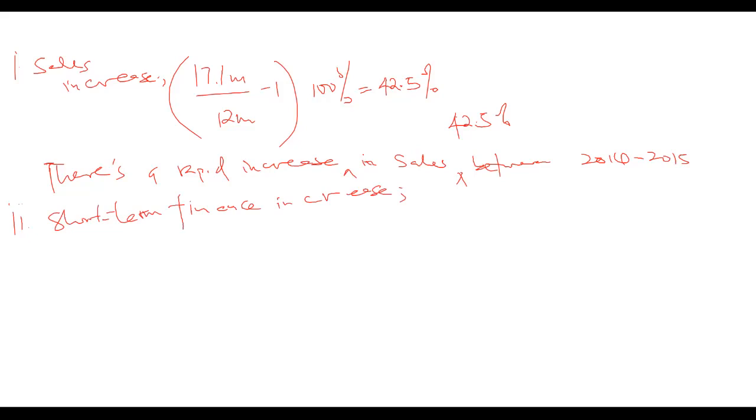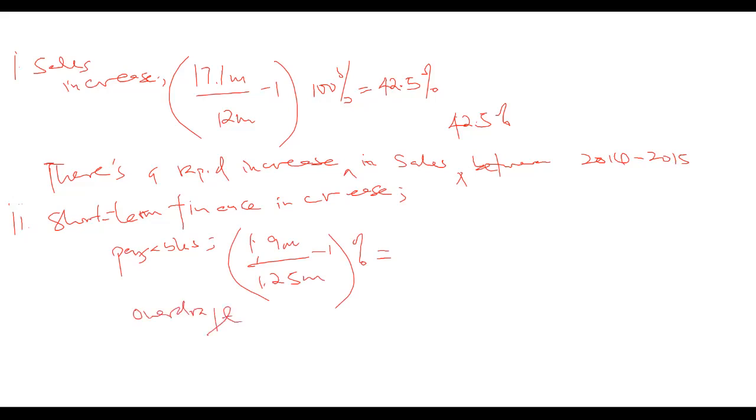Now, between 2014 and 2015, let me begin with payables. Payables increased by 1.9 million divided by 1.25 million, minus 1, in percent. We do the same for overdraft. For the overdraft, it is equal to 2.4 million divided by the figure for last year, 850,000, minus 1, because we do it in percent.